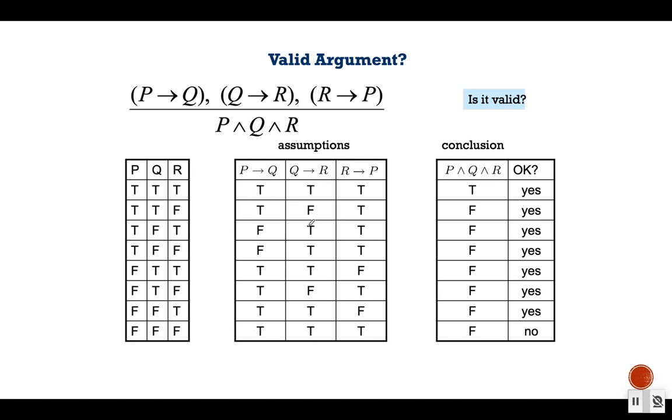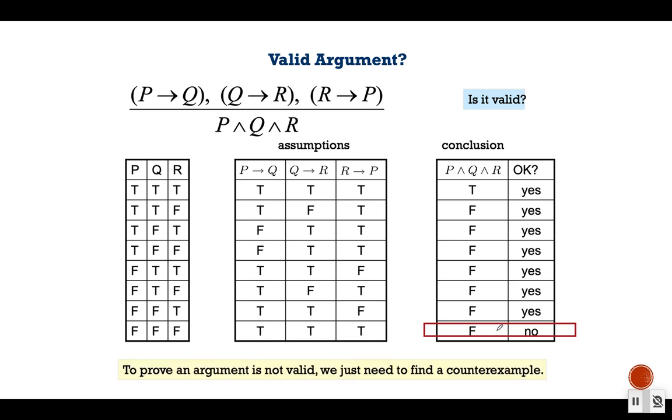The case where all the assumptions are true, this is one case, all of them are true. And this is another case where all of them are true. But we found one case where all our assumptions are true but the conclusion is not true. So to prove an argument is not valid, we just need to find one counterexample, when all our hypotheses are true but our conclusion is not true.